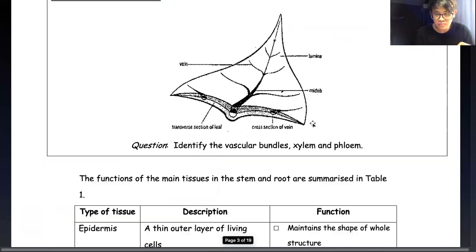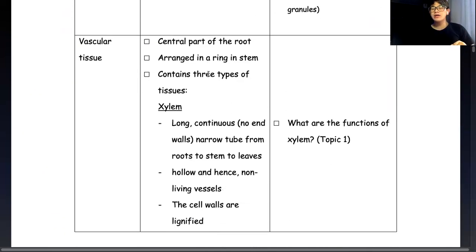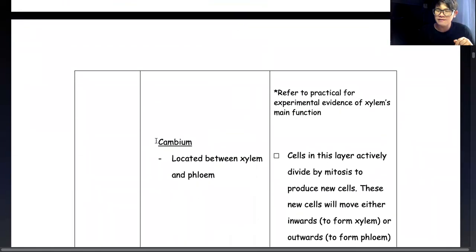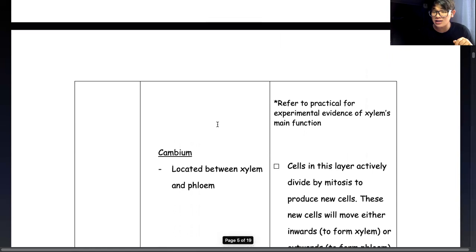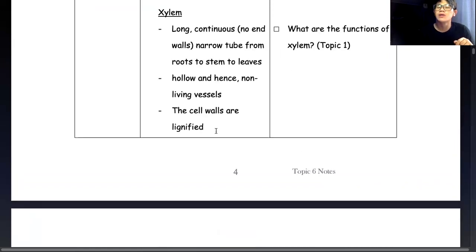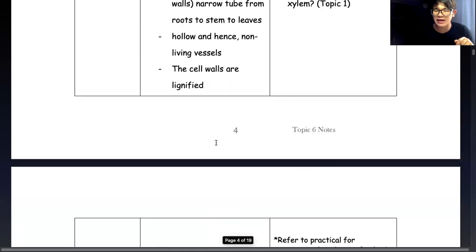And here, what do they consist of? They consist of 3 types of tissues. You have xylem. What else do you have? You have cambium. You also have phloem. Okay, so we have identified earlier, you have xylem, phloem, and cambium, right? So first, we look at xylem first.